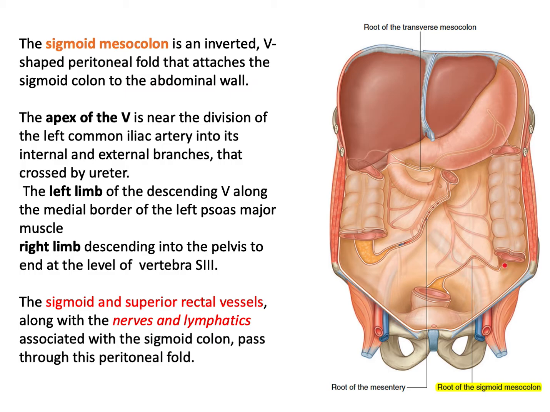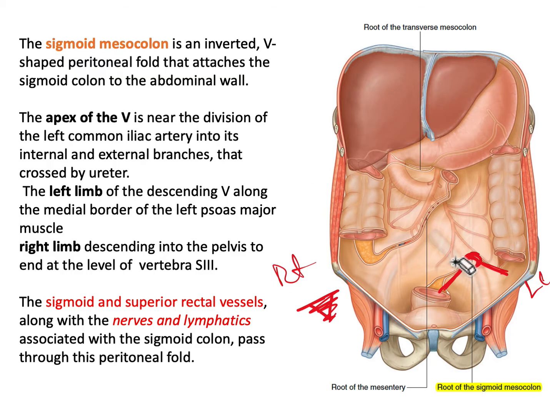But we mentioned that the sigmoid is connected to the posterior abdominal wall by a mesentery. We call it the sigmoid mesocolon. So you know that the sigmoid mesocolon comes from the posterior abdominal wall, so it has a root. This is the root of it. It's an inverted V shape, which has an apex here, and it has a right limb and a left limb. This is the right side, and this is the left side. Anyway, so we talked about the root of the sigmoid mesocolon.